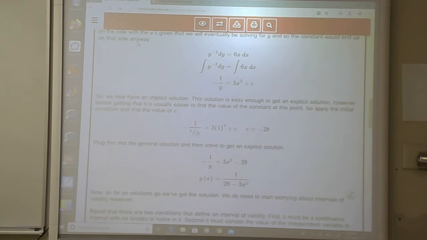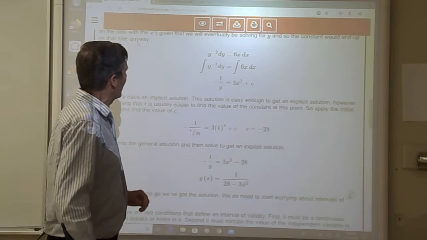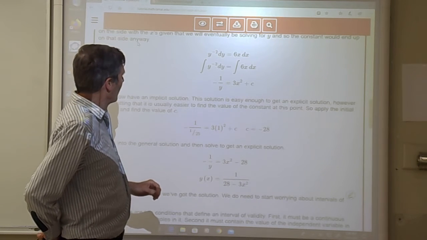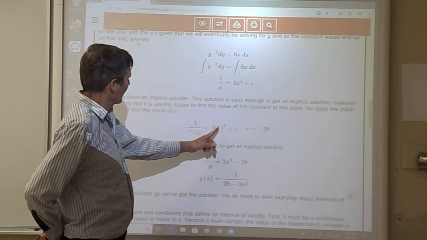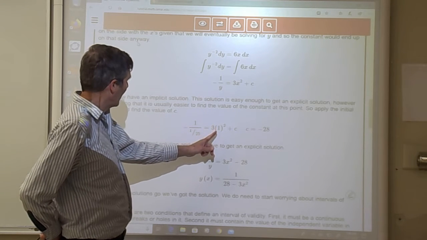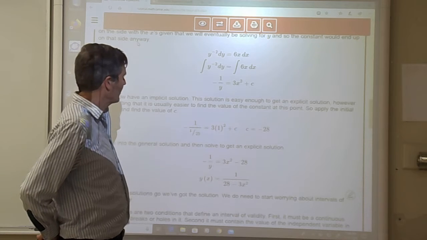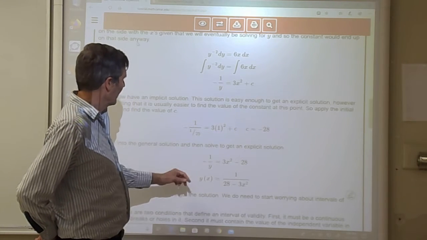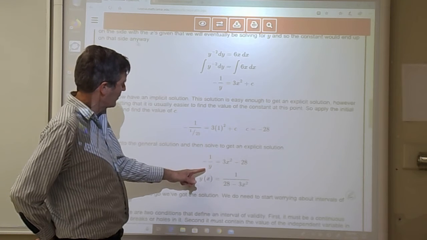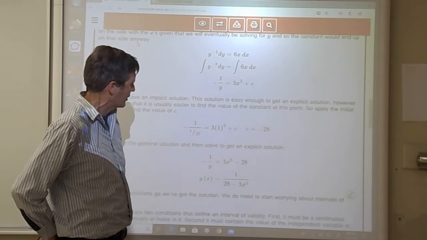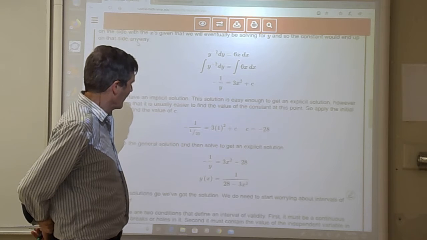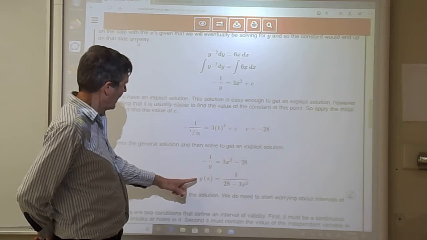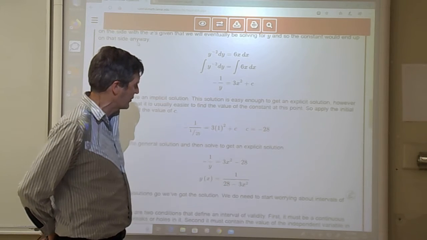And what I'll do, before I do that, is plug in the initial value. y equals 1/25 when x equals 1. And that determines that c is equal to minus 28. Consequently, I can put that in the equation, and get minus 1 over y is 3x squared minus 28. So there's how the initial value determines the integration constant. Now I solve for y and get y equals 1 over 28 minus 3x squared.